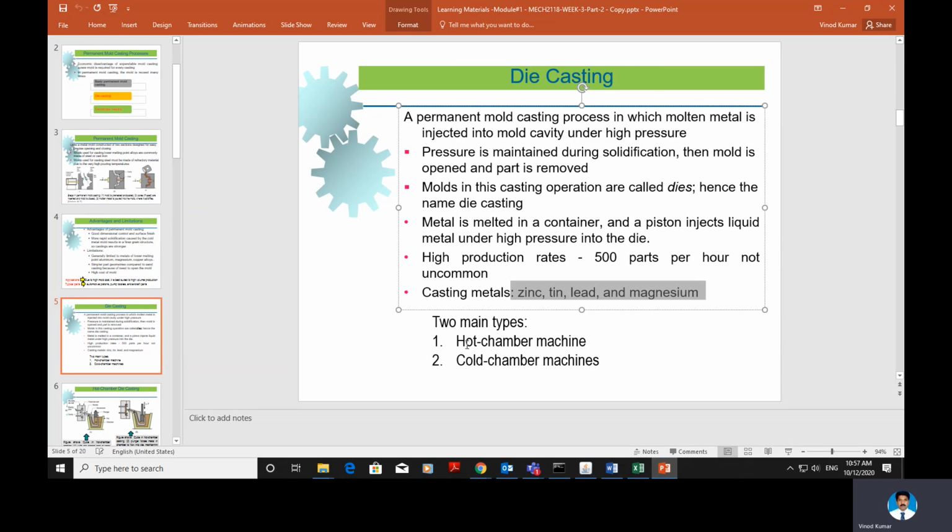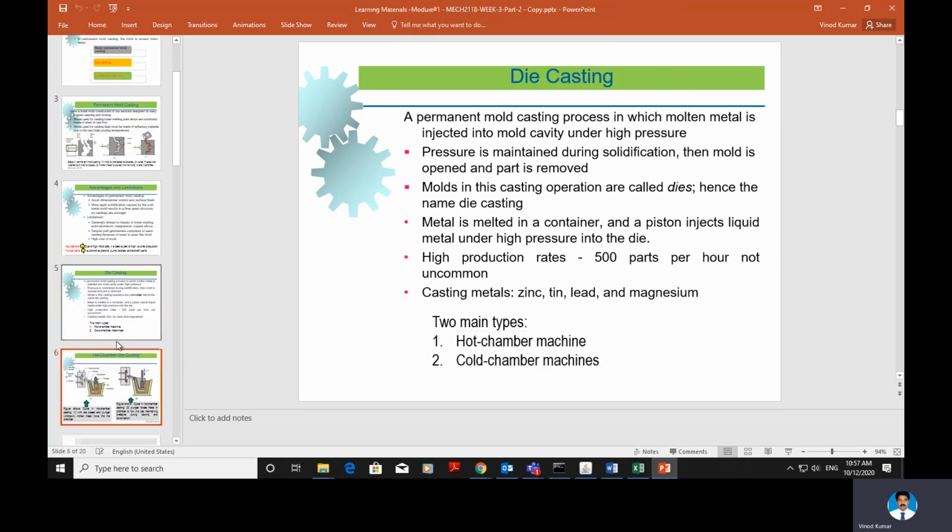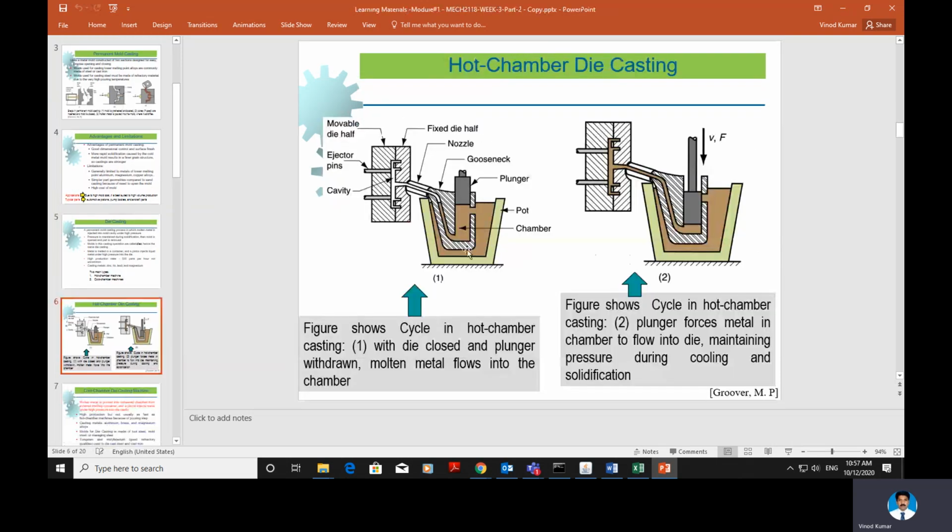So we have two types, hot chamber die casting and cold chamber die casting. We are going to discuss them in detail now. In hot chamber die casting, the molten metal is produced in the hot chamber. You can see here there is a pot, a plunger, and a cylinder. This is the plunger. It will act like a hydraulic system.